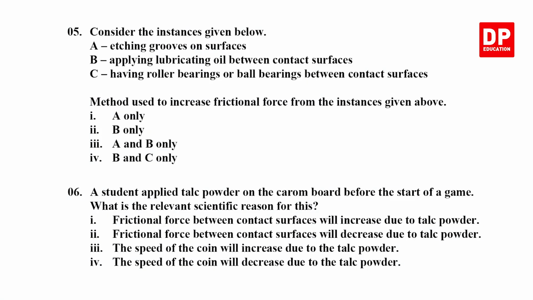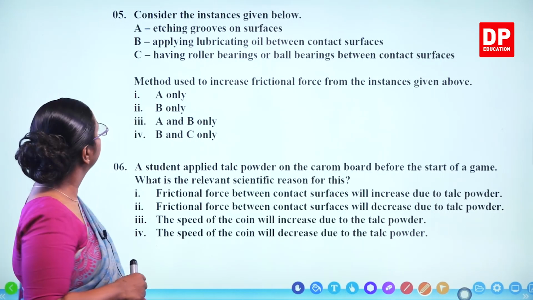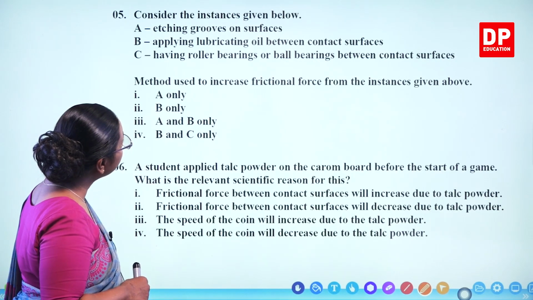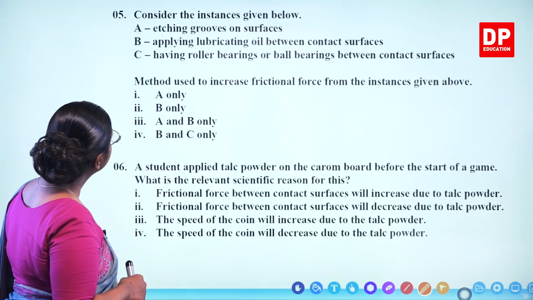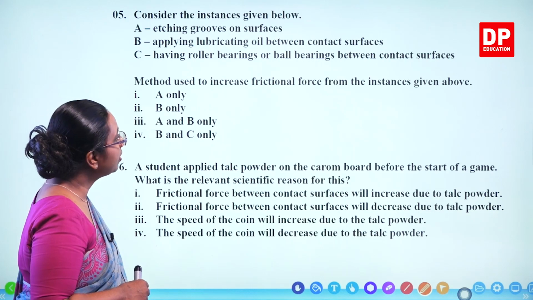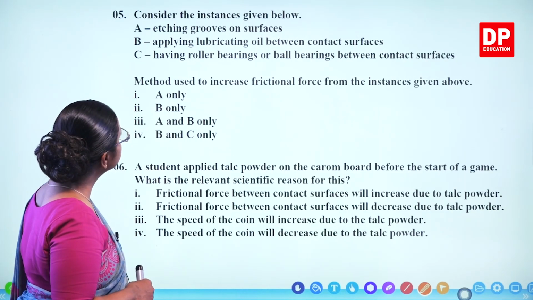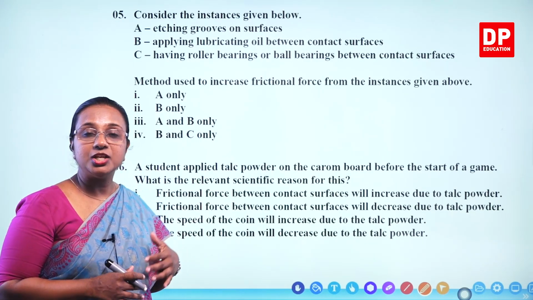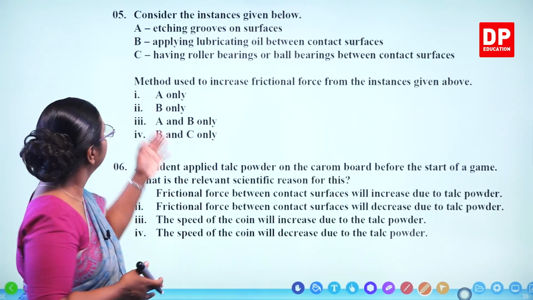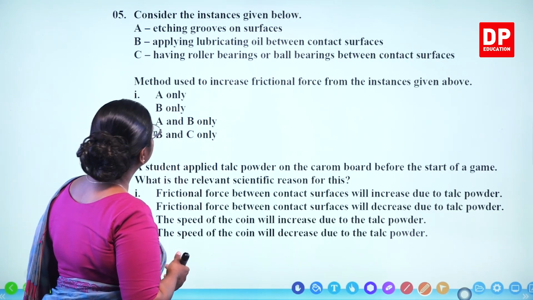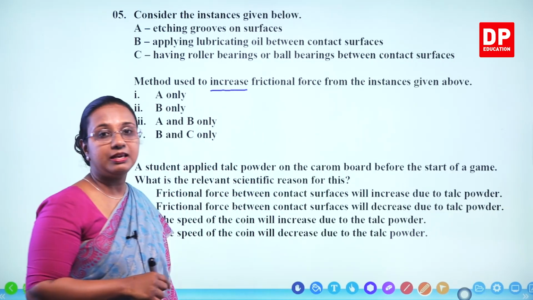Consider the instances given below. A. Etching grooves on surfaces. B. Applying lubricating oil between contact surfaces. And C. Having roller bearings or ball bearings between contact surfaces. So, from the instances, you can see either they are trying to increase the frictional force or decrease the frictional force. Let us look at the question. Method used to increase frictional force from the instances given above.